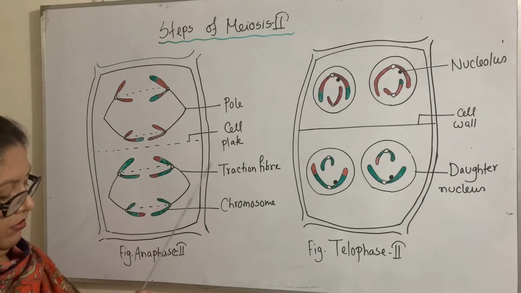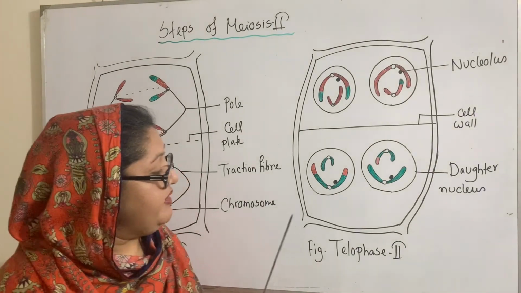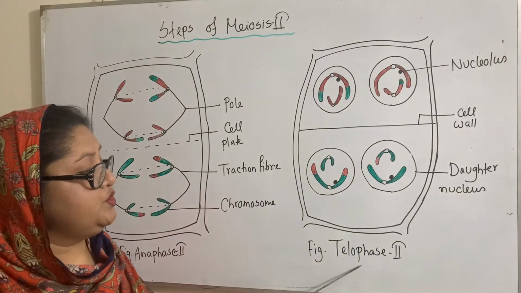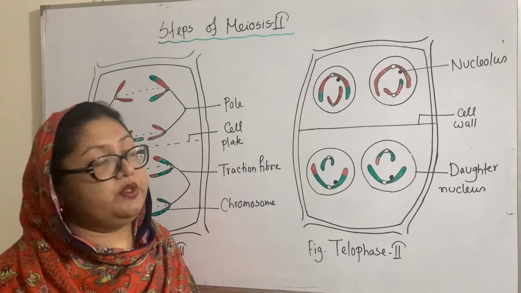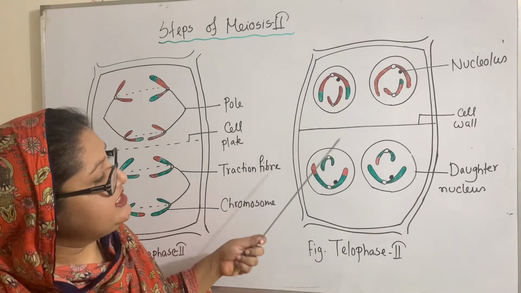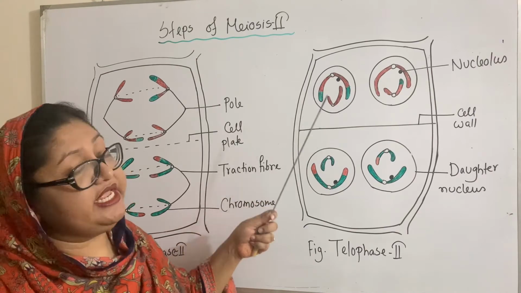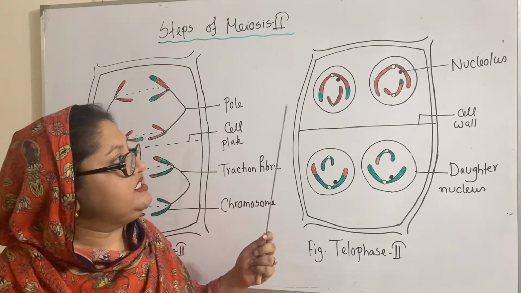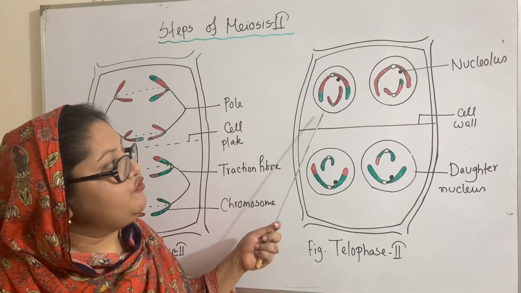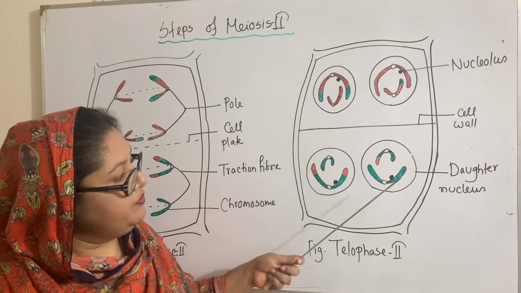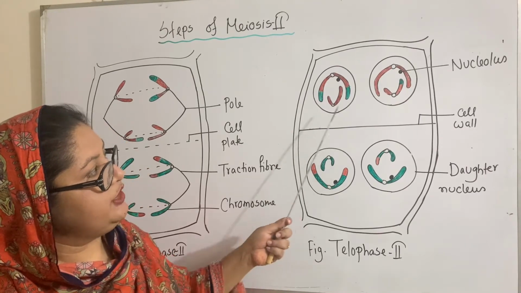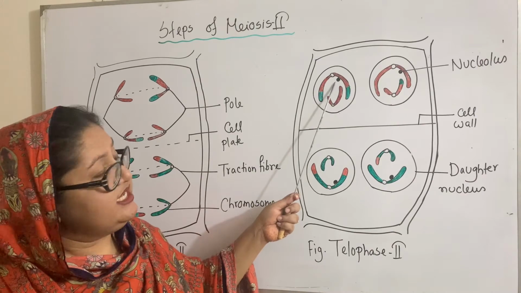Okay. Next, the last stage of meiosis 2 cell division, telophase 2. You can see that during this telophase stage, the nuclear membrane again reappears. That means new nuclei are formed. There are 4 nuclei, 1, 2, 3, 4. This is the nucleolus.